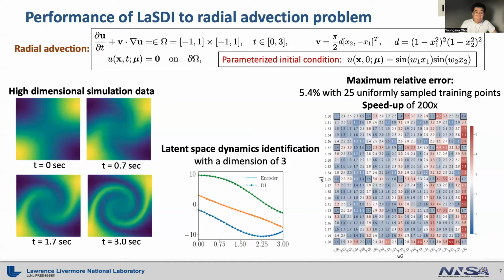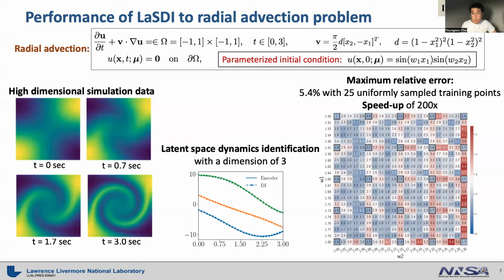For this problem, we took uniformly sampled training points as shown in this graph, 5 by 5, which gives 25 training points in total. For each training point, we generated the high-dimensional simulation data. Then we compressed them to latent space with dimension of 3 using an autoencoder. Then the coefficients of ODEs that fit the latent space dynamical data were interpolated.